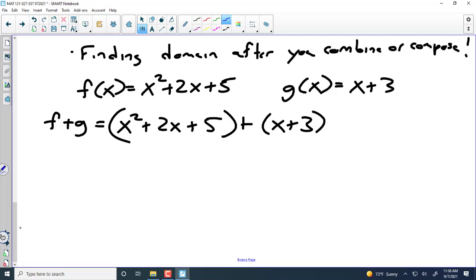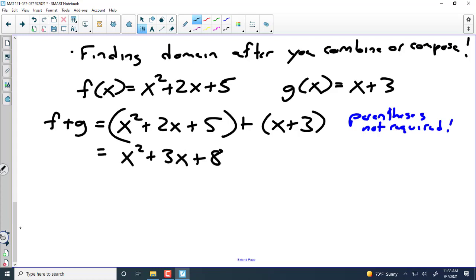So I will say parentheses not required for this one. And then this would be x squared plus 3x plus 8. I just collect like terms, and I'm done. We'll worry about domain in a moment. Right now we're just going to practice these with functions, because I believe most of the ones you did in the pre-work were with numbers, not with functions.